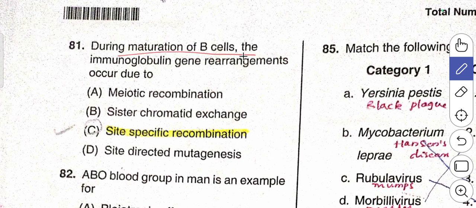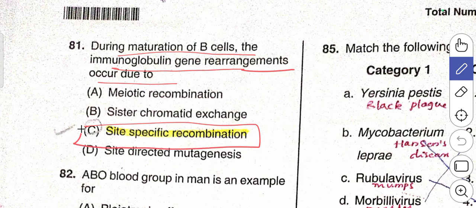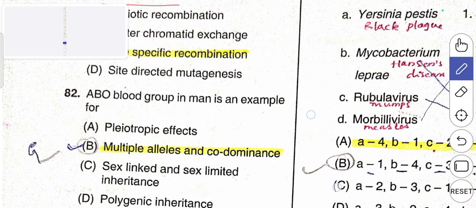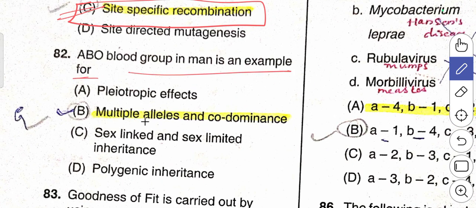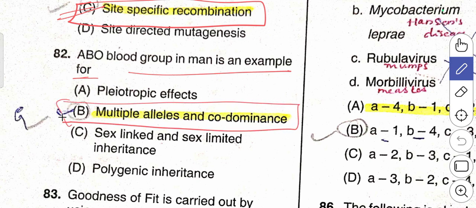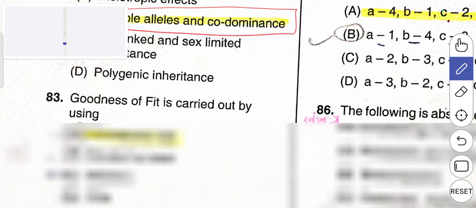During maturation of B cells, the immunoglobulin gene rearrangements occur because of site-specific recombination. So C is the right answer. Then, ABO blood grouping in man is an example for codominance and multiple allelism. B is the right answer.